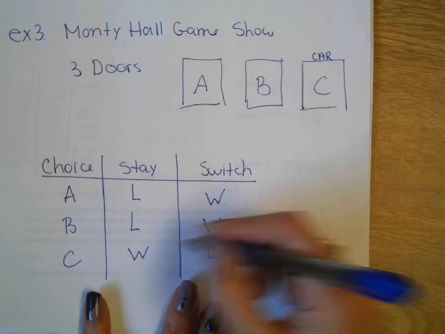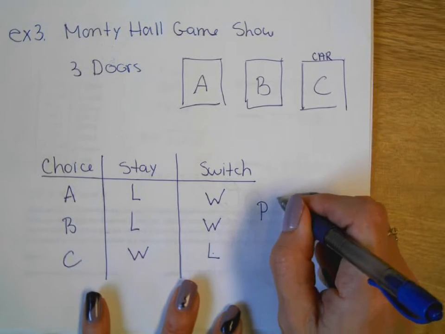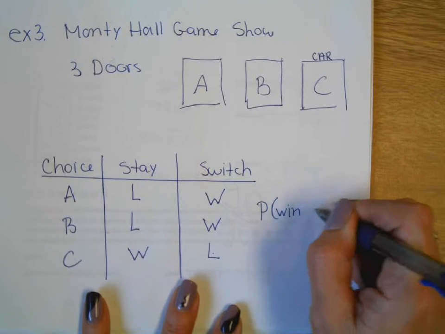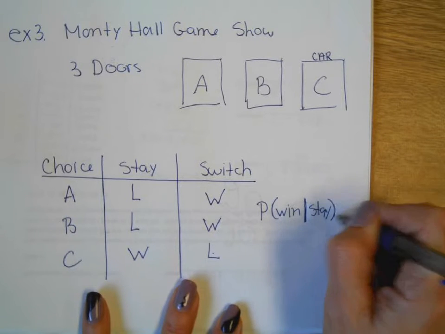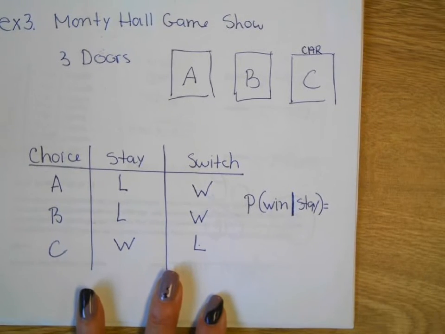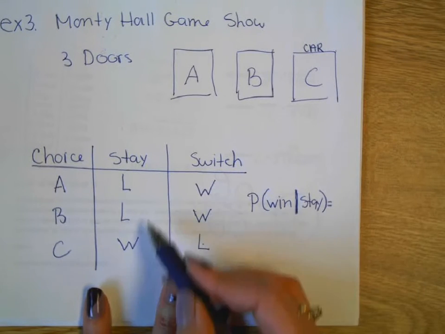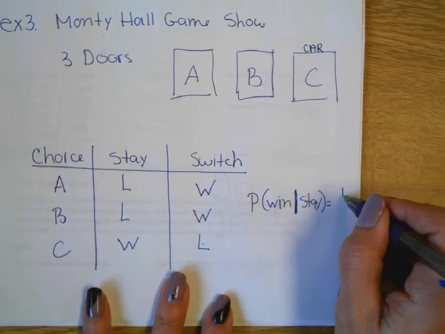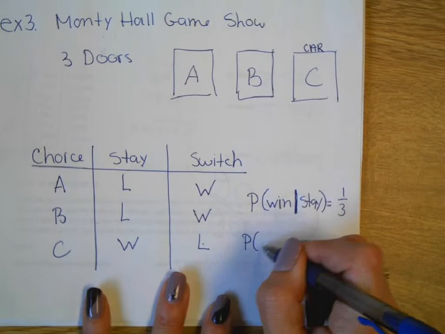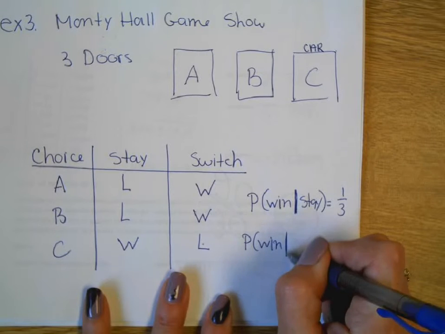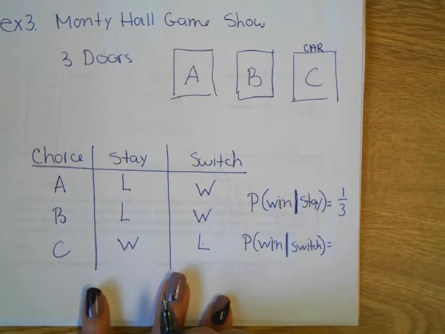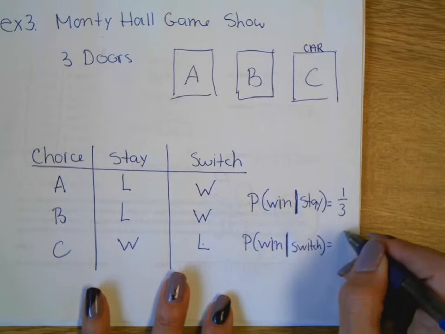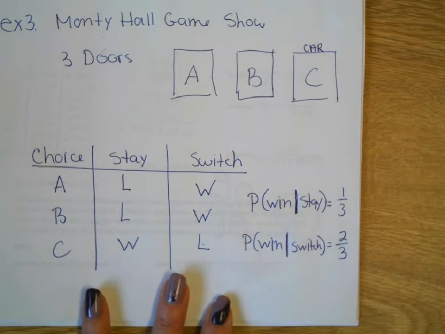So, tell me, based on this, what's the probability I win given that I stay with my original door? 0.3333. Where's that coming from? 1/3. I win once out of the 3 options if I stay. What's the probability I win if I switch? 2/3. So is it better to stay or switch? Switch. How does that work?